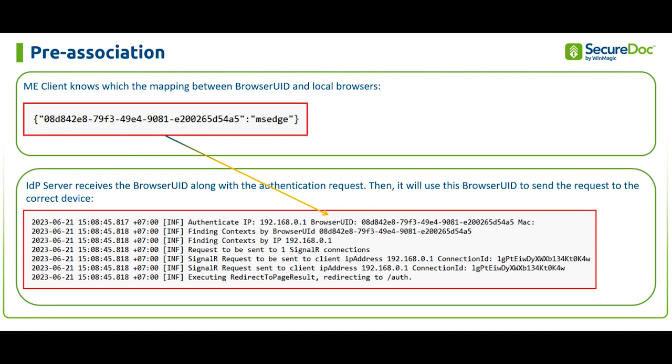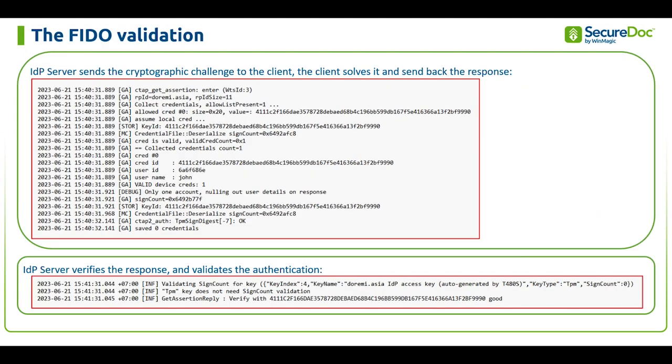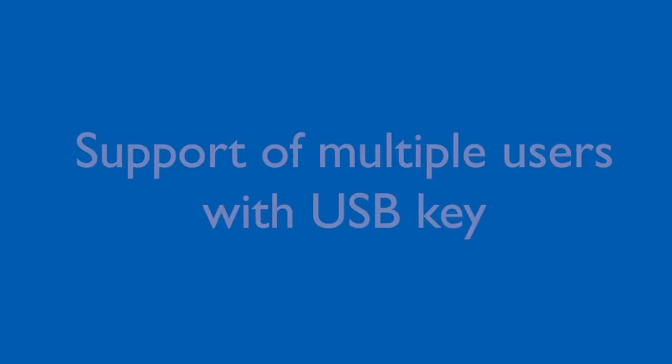We solve this problem by having a clear association between the legitimate user and device. With this association established, MagicEndpoint can actively verify the user's intention to access the specific service from the specific device. This is protected with FIDO public key cryptography. Together, this provides phishing resistance authentication with no user action.